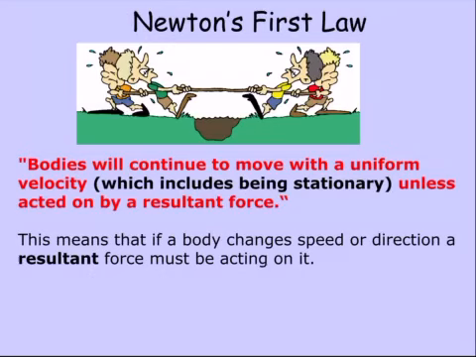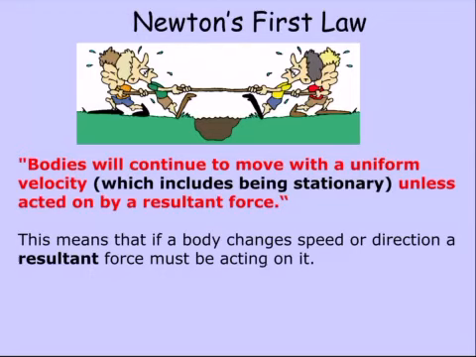Newton's first law. Bodies will continue to move with a uniform velocity, which we must remember includes being stationary, unless acted on by a resultant force. So what we're going to think about here is, this means if a body changes speed or direction, a resultant force must be acting on it in some way.